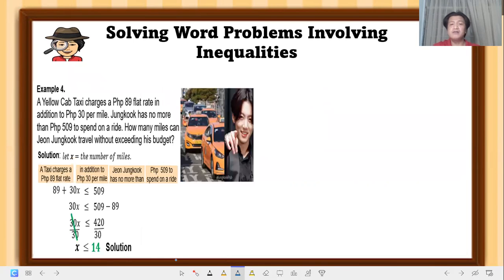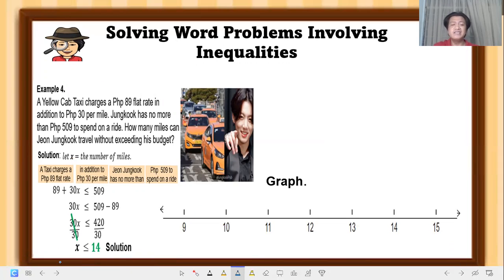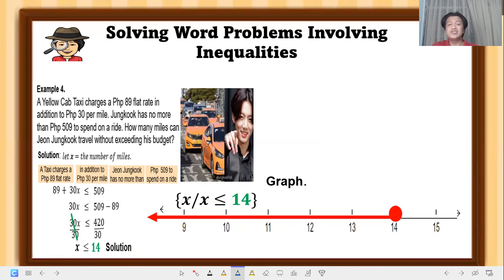To interpret it and visualize it better, let's graph it. Make a number line, and since there are two conditions, 14 is included in the solution set. That is why we shade 14. And then you make a direction. From 14, it goes downward. Okay? That means all of those are included in our solution set. Our notation for this solution set is x such that x is less than or equal to 14. And we have 14, 13, 12, infinite. That is our ellipsis symbol.